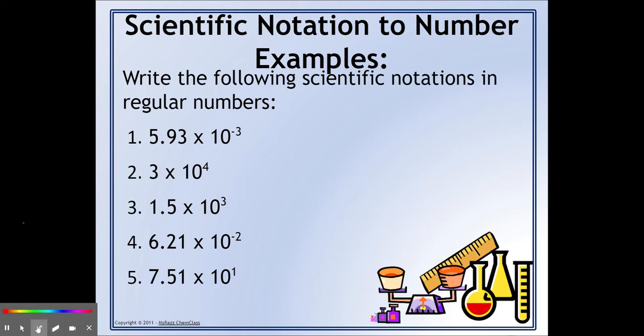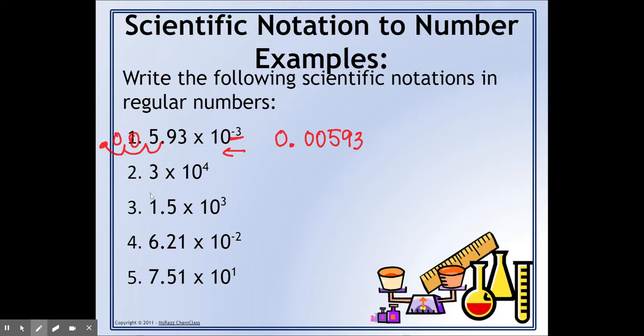Here we go. We have 5 examples. I'm going to do 2. I want you to pause the video and then do the last 3. So the first one is 5.93 times 10 to the negative 3. So we have a negative 3. So we're going to move our decimal to the left 3. 1, 2, 3. And filling in with zeros. So we have 0.00593.